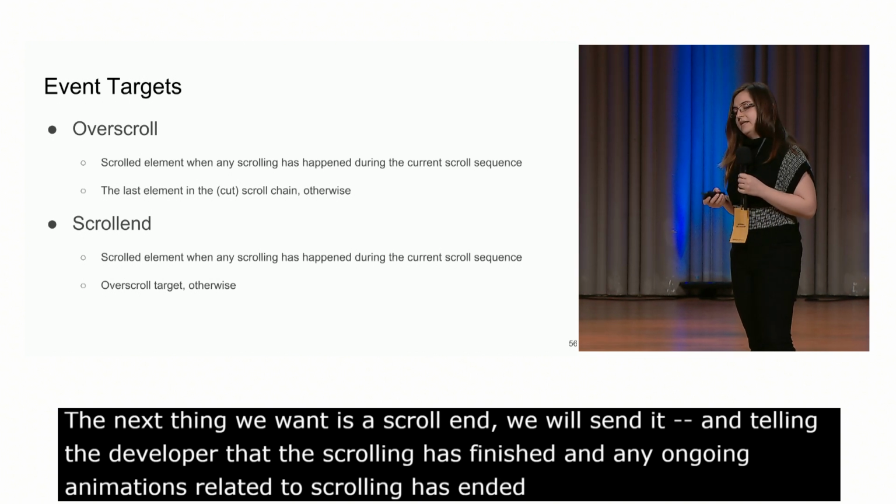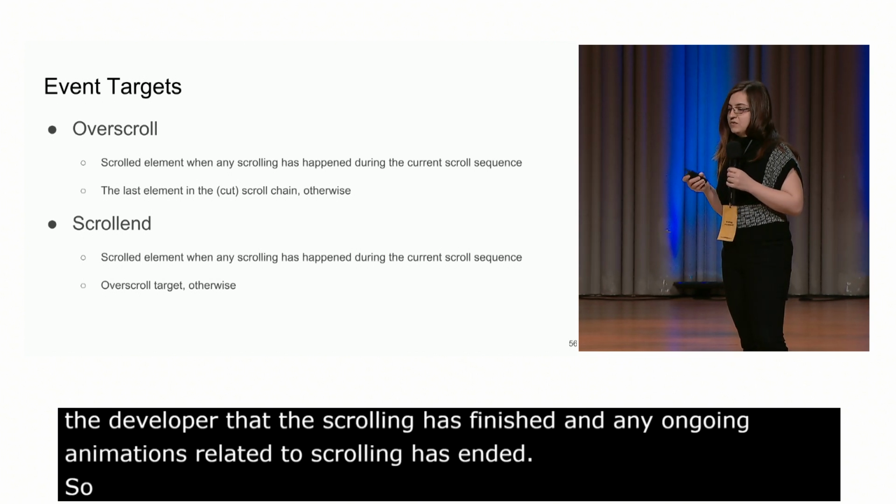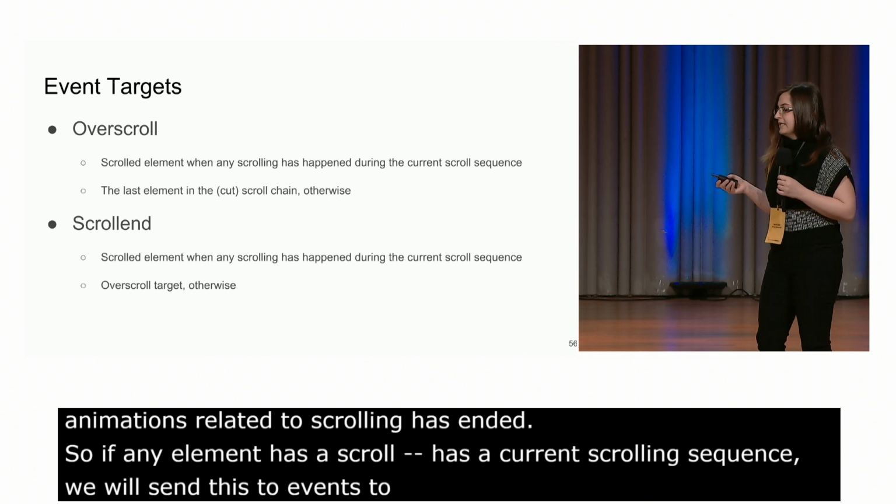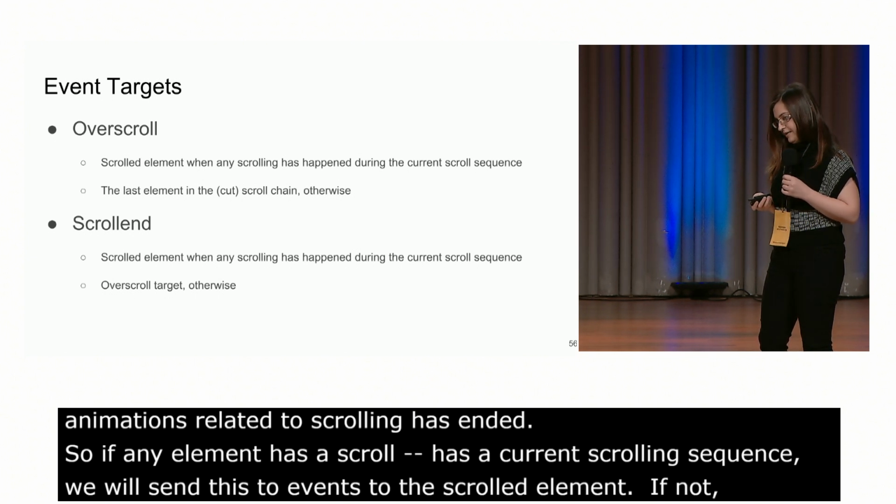So if any element has scrolled during the current scroll sequence, we're going to send these two events to the scrolled element. If not, we're going to send it to the last element in the scroll chain.